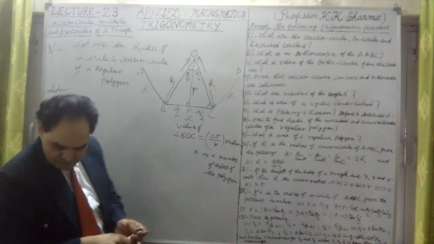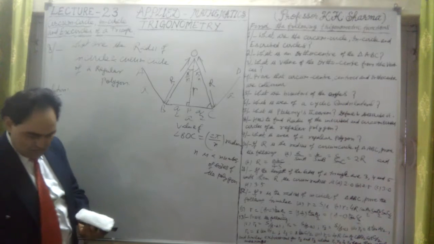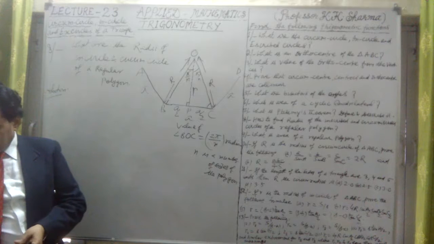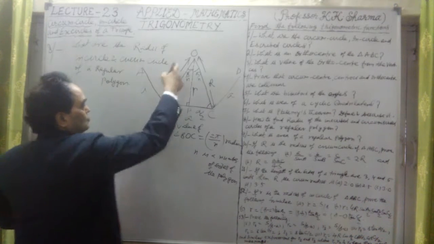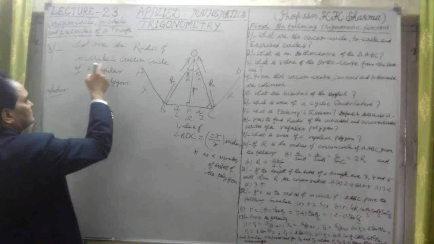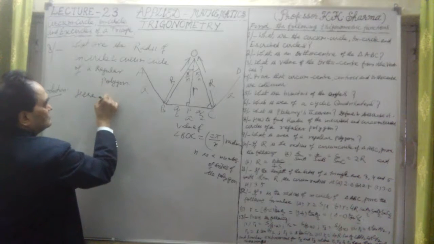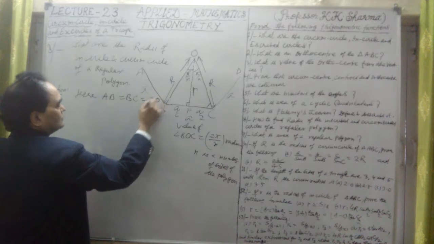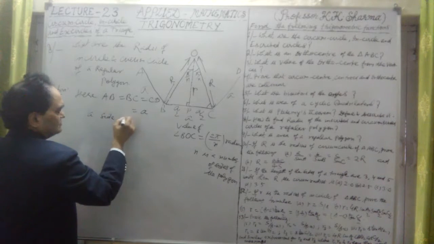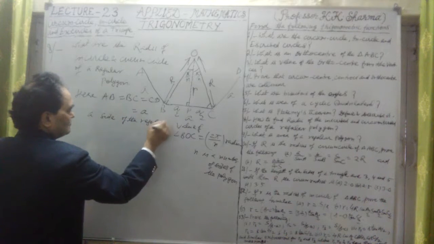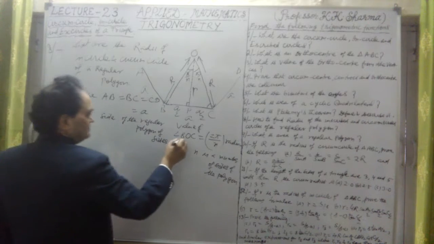Now let me change the marker here. This is one of the points here. So OB equals OC equals R, we have taken. Let me take the circumcircle first, because I have written down incircle here, but circumcircle first. So let AB equal BC equal CD equal a, the length of the side of the regular polygon. This is a regular polygon we have taken, a polygon of n sides.